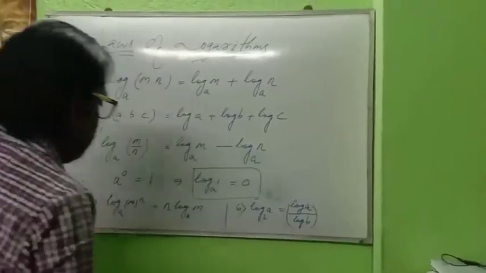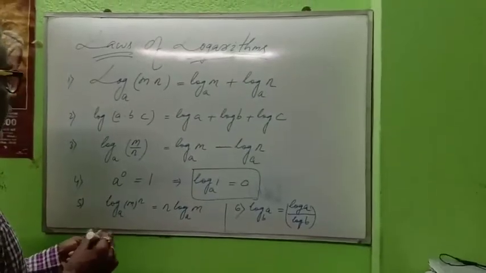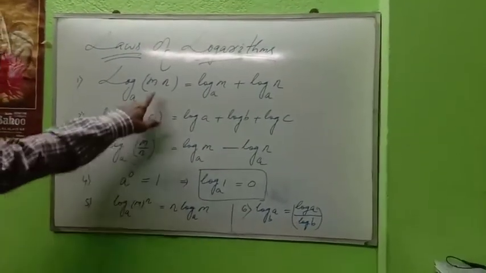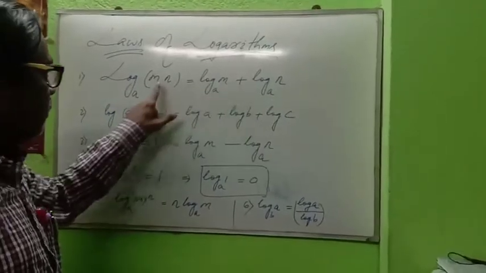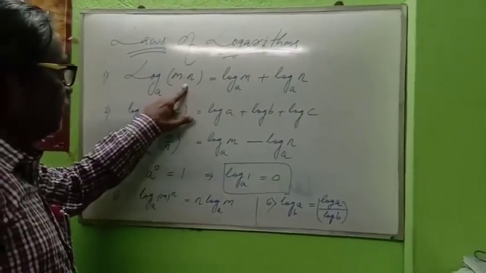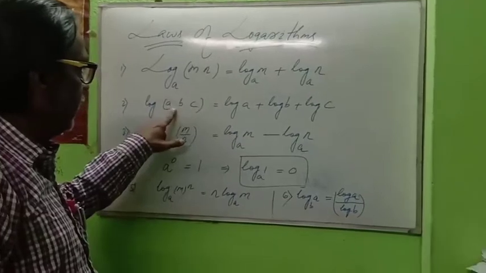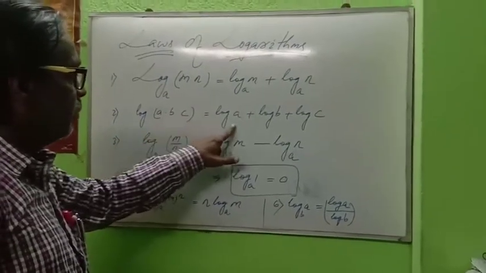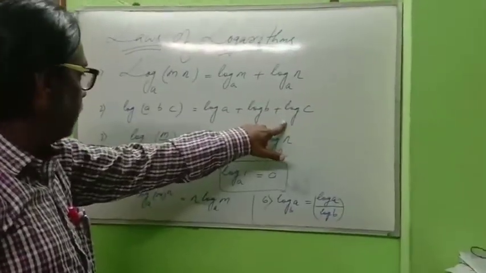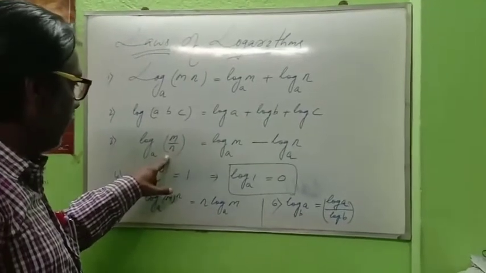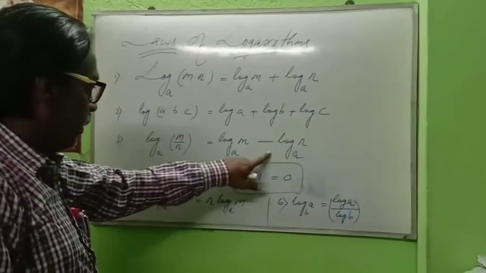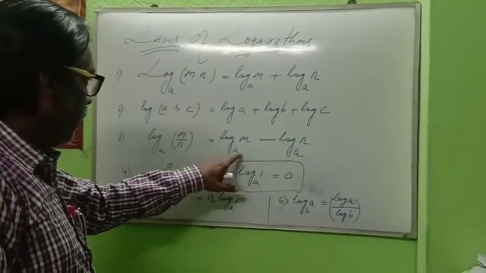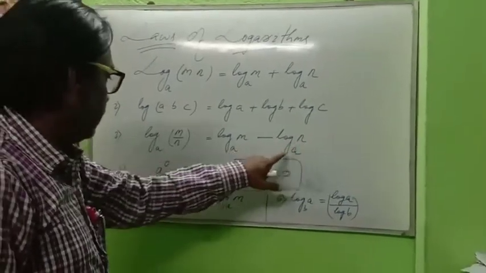There are 6 laws I have written here. The first law involves multiplication, which will be converted to a plus sign. It may be 2 numbers or 3 numbers. If it is 3 numbers like a, b, c, then it will be log a plus log b plus log c. In case of division, like m by n, this will be log m base a minus log n base a.